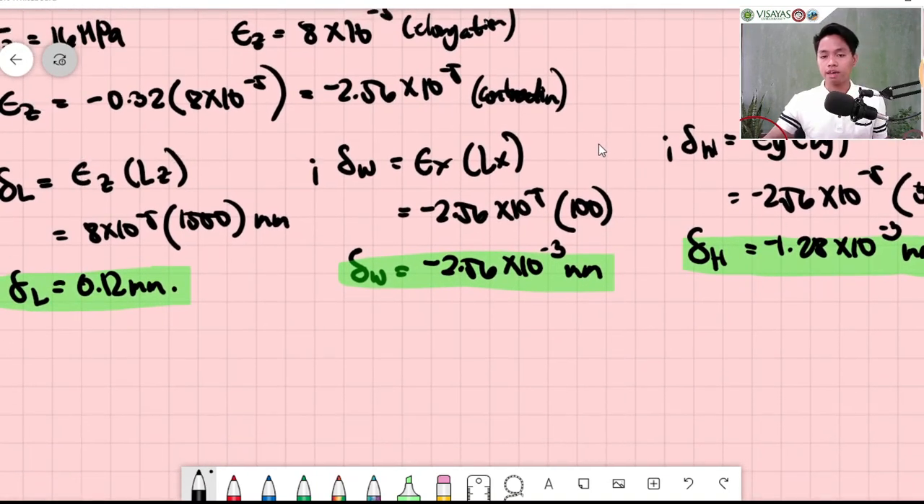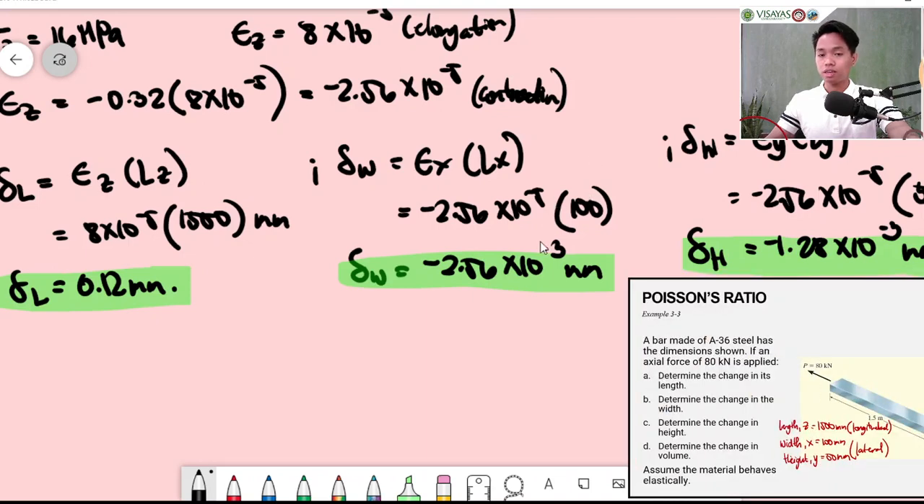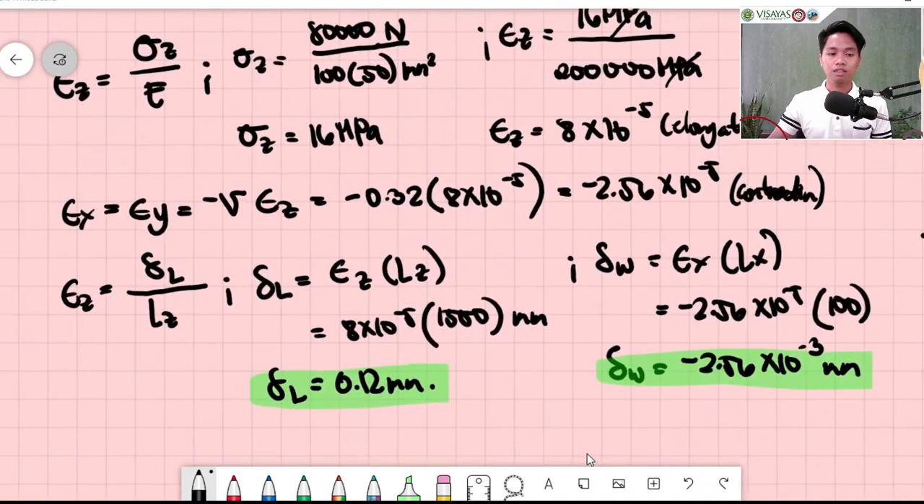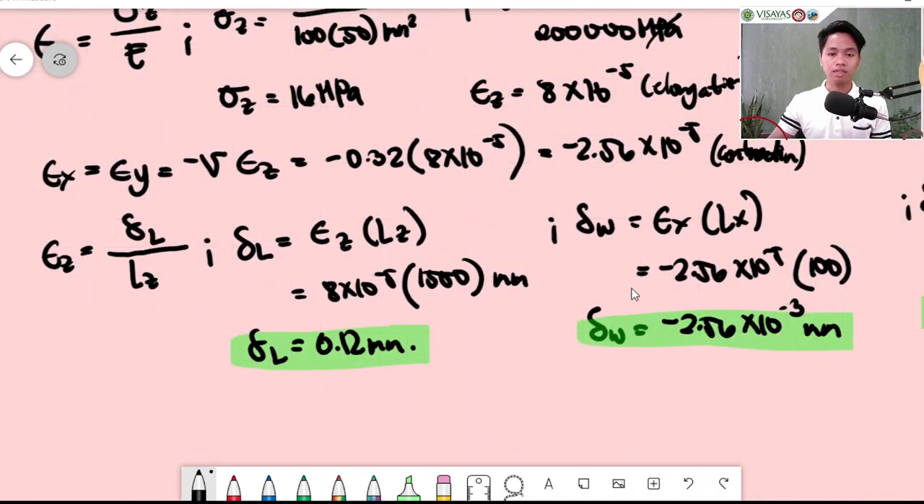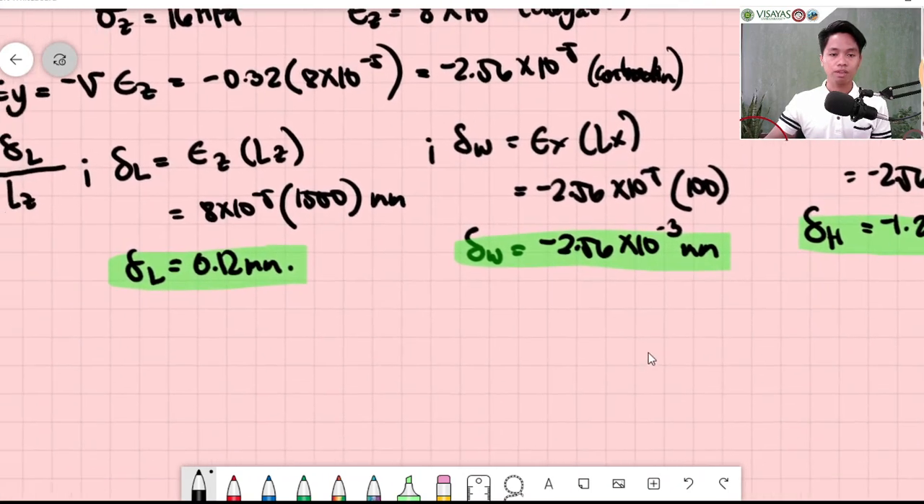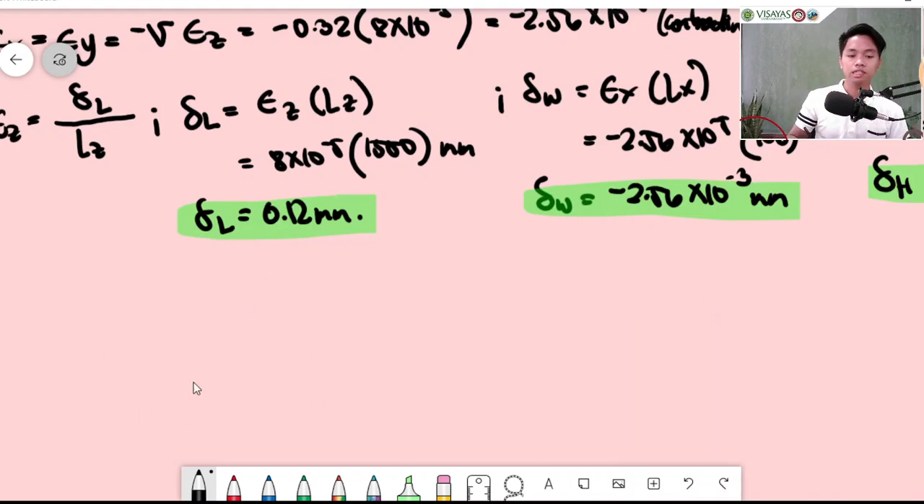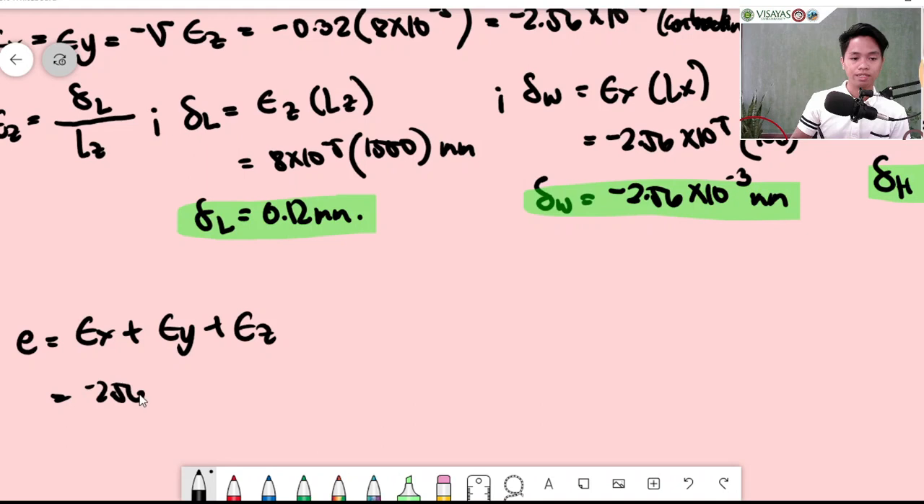Okay, the last question is your D, your volumetric strain or your change in volume. Since we already have the three strains at the axes, we have your strain at Z, your strain at X, and your strain at Y. We can solve the change in volume. What is that, sir? First we need to solve for your dilatation or your E. That is just simply your strain at X plus your strain at Y plus your strain at Z. Your strain at X and Y is the same. That would be two times 2.56 times 10 to the negative 5, right? So I just multiply by 2 since they are equal anyway.